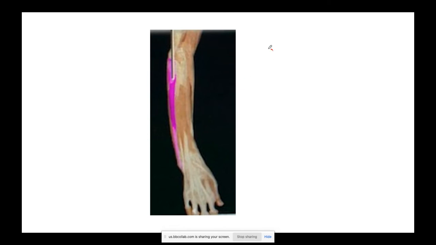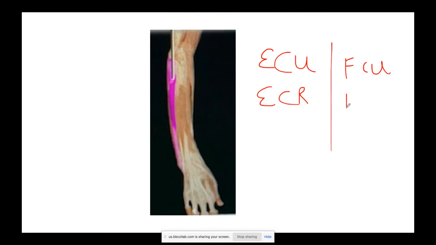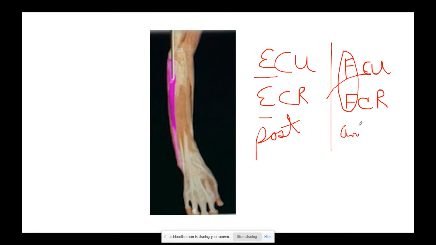This is the extensor carpi ulnaris. There is an extensor carpi radialis. There is a flexor carpi ulnaris, and there's a flexor carpi radialis. So the extensors are always on the posterior side. The flexors are always on the anterior side.